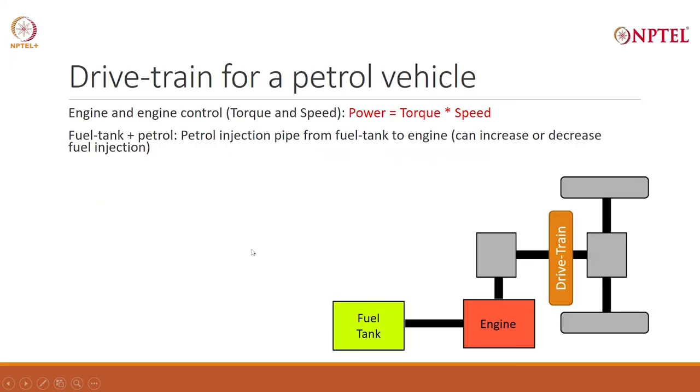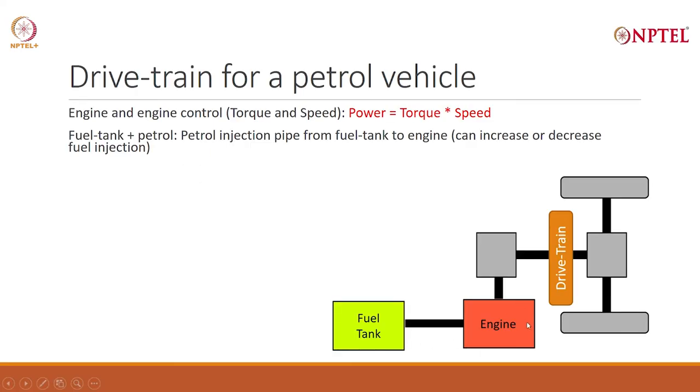A very important component of this drivetrain is the fuel tank. The fuel tank, in a petrol vehicle, will be just a tank, maybe a few thousand rupees. It will be a container for petrol or diesel. This petrol or diesel with certain regulations will keep on moving to the engine. That is the IC engine. You will have to control the amount of fuel that is going to move in, and that will control to some extent the engine. And the engine will then provide the power to the drivetrain. So, by increasing or decreasing the fuel injection, I can increase or decrease the power.